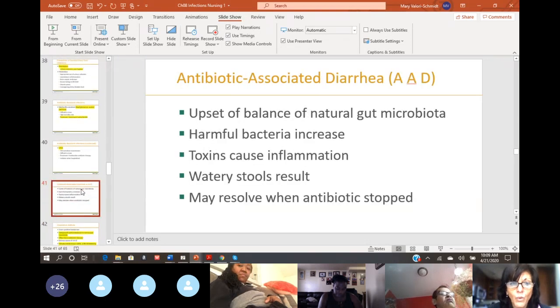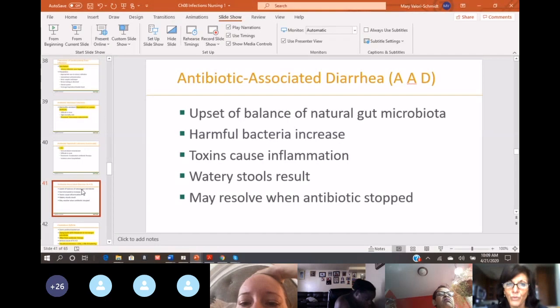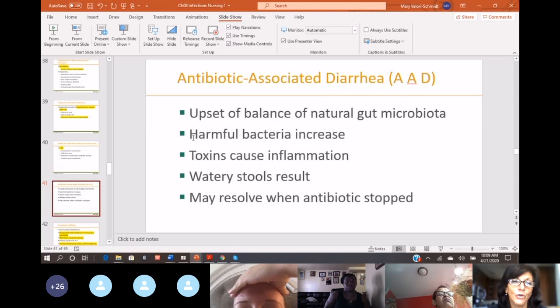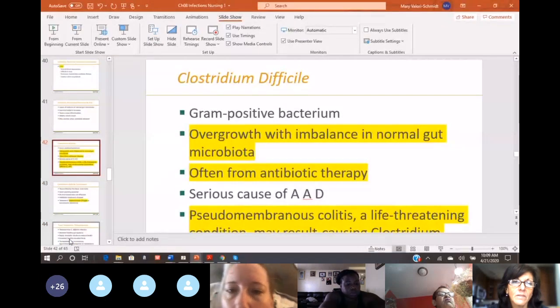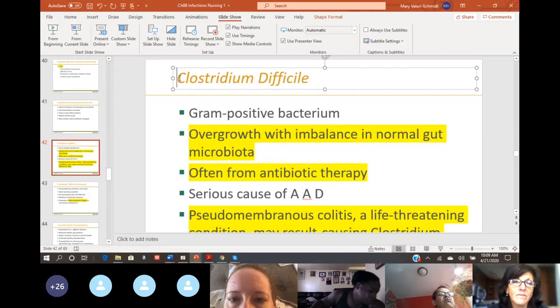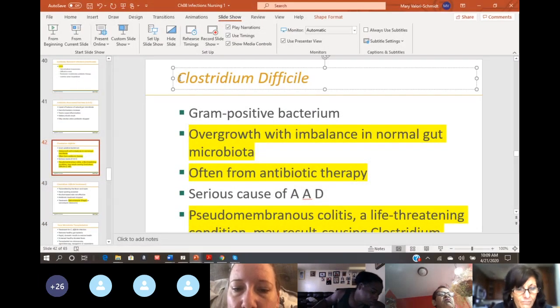I'm going to get into this real quickly, and then we are, believe it or not, we're almost done with infections, as if this isn't enough. Antibiotic-associated diarrhea, which is really pseudomembranous colitis. Let's go right here. Let's do this.